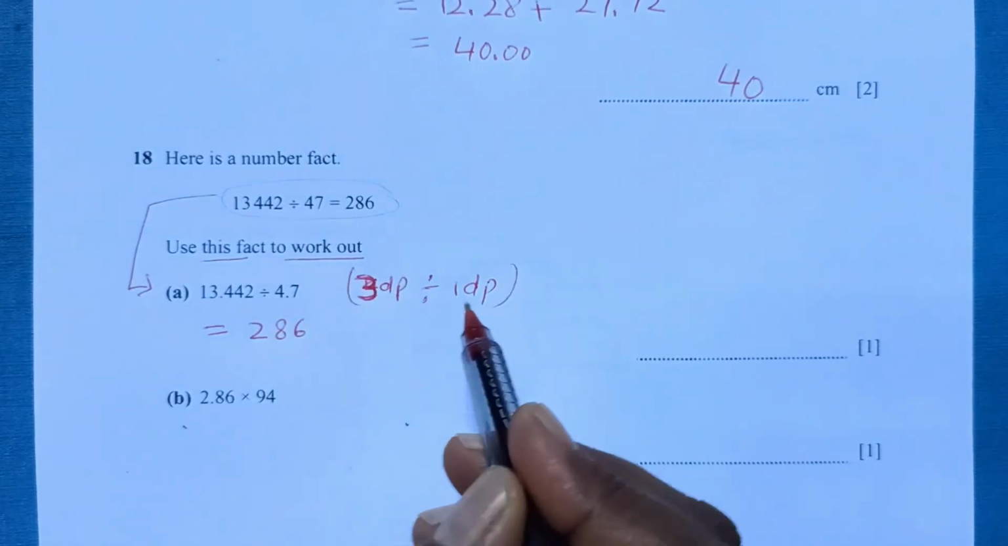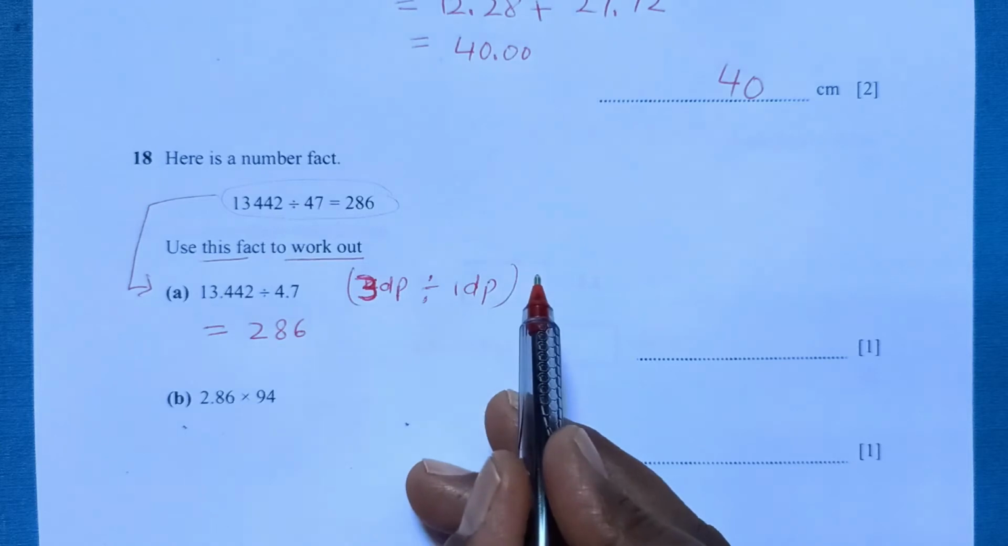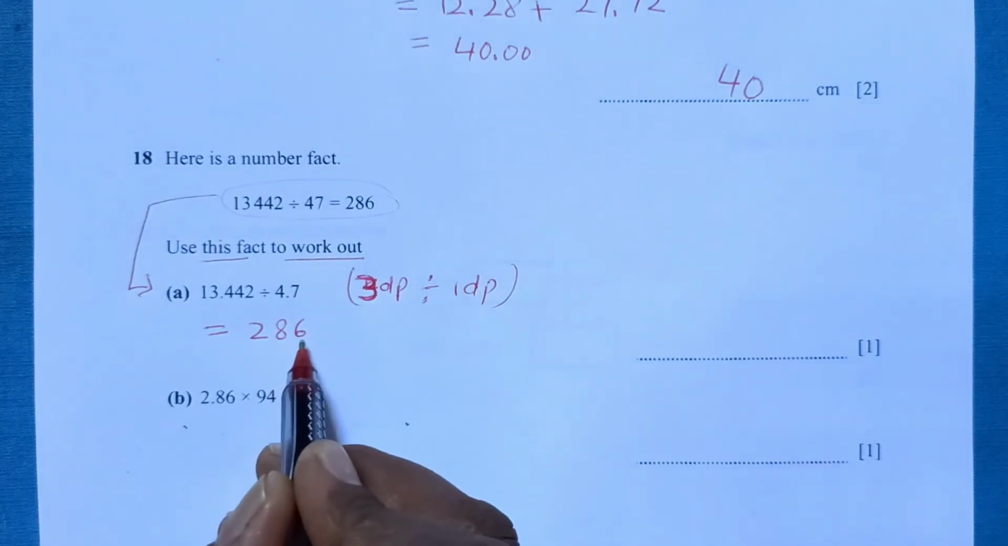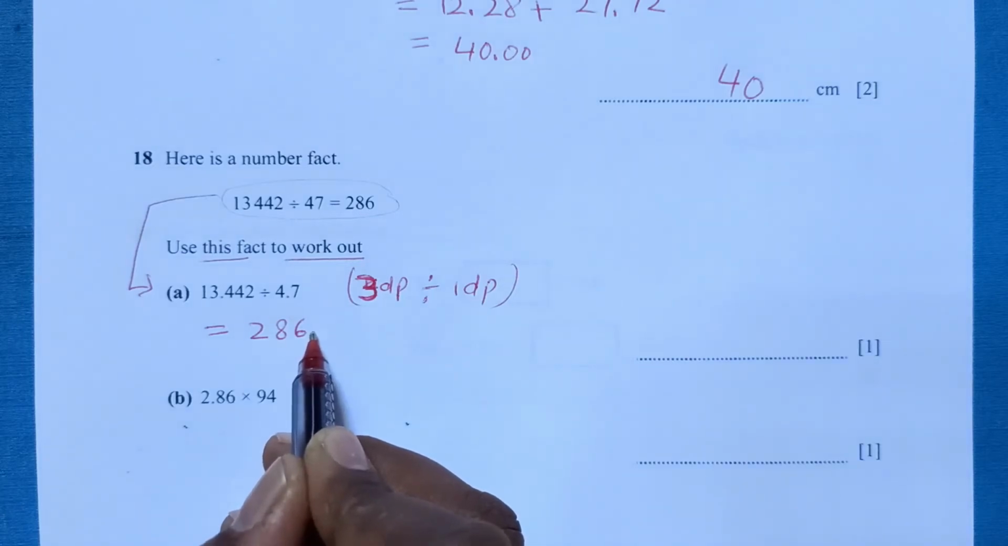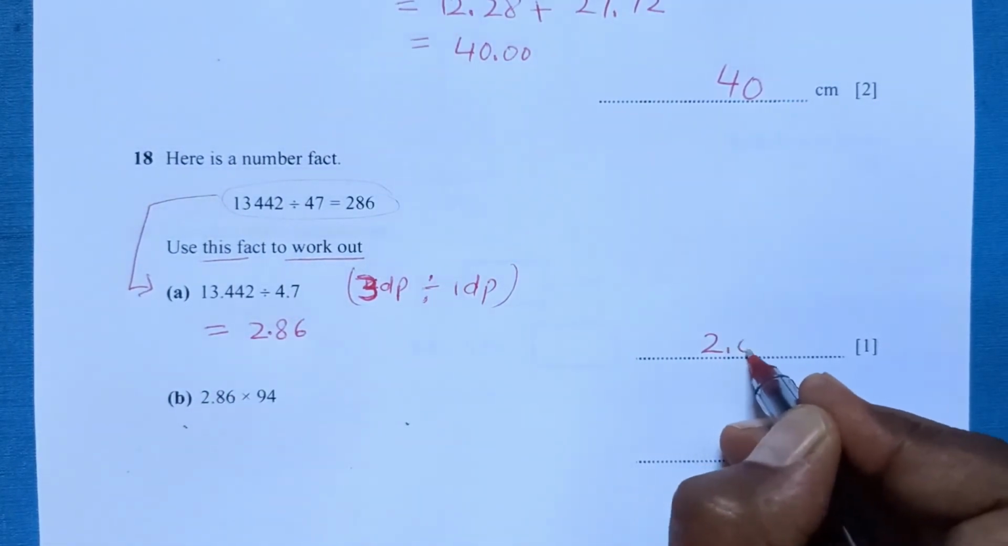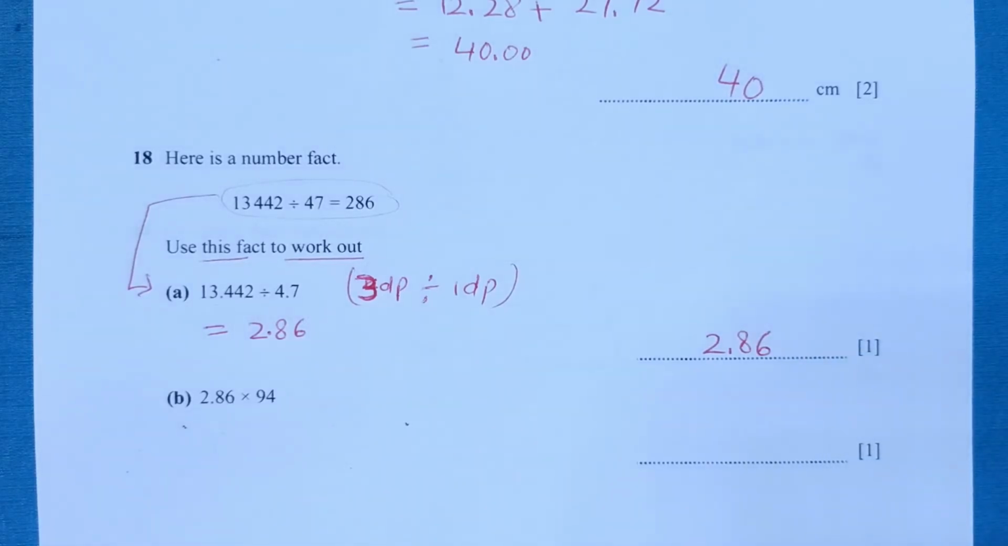How many decimal places? 3, and 1 will be deducted. So 3 minus 1 is 2. So 2 decimal places counting from the right hand side, 1 and 2. So your answer will be 2.86 in this case.